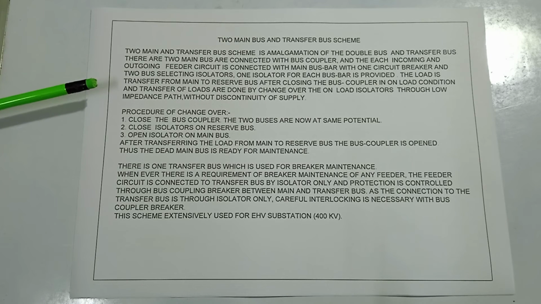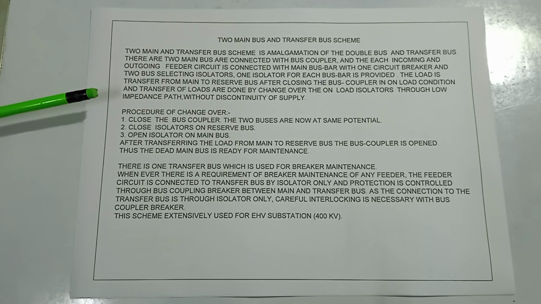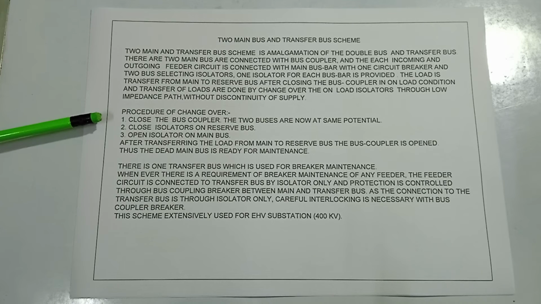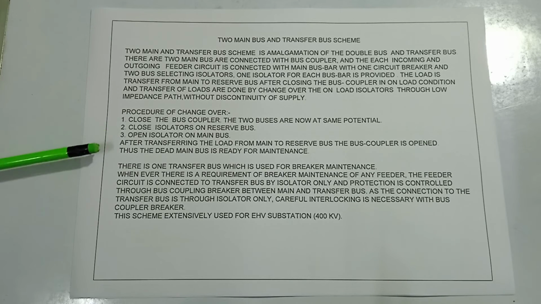The load is transferred from main to reserve bus after closing the bus coupler in on-load condition, and transfer of loads is done by changeover of the on-load isolators through a low impedance path without discontinuity of supply. Procedure of changeover. First, close the bus coupler. The two buses are now at the same potential. Second, close the isolator of the reserve bus. Third, open the isolators on the main bus. After transferring the load from main to reserve bus, the bus coupler is opened.